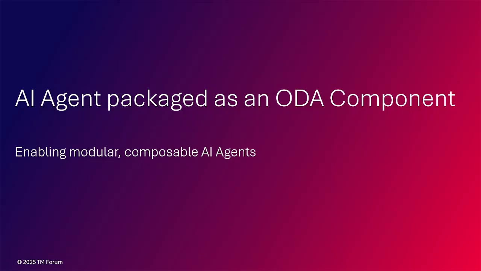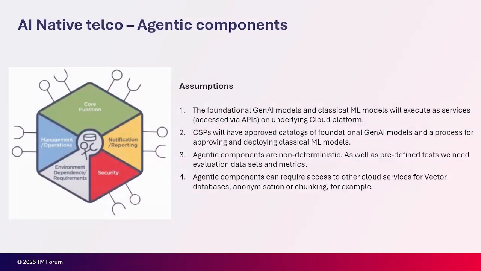The second question concerns embedding agent capabilities inside ODA components. Now, most catalysts deliver multi-agent architectures, so we need the same characteristics we have with composable IT. We need modular, composable AI agents that are easy to deploy, maintain, manage, and upgrade. So let me first outline the assumptions we made when extending the component model to support agents.